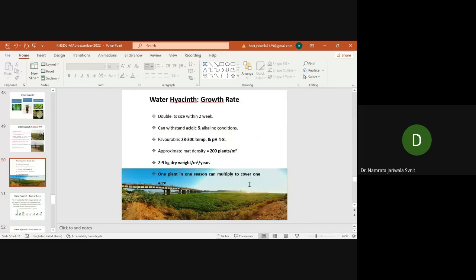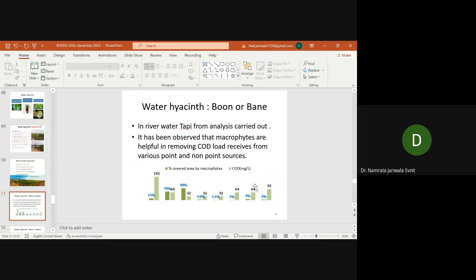And the second very important thing, their growth is very, very fast. It grows in acidic conditions also, it grows in alkaline conditions also. So this will double in size within 2 weeks. So the very important thing is how it will be affecting the water bodies.